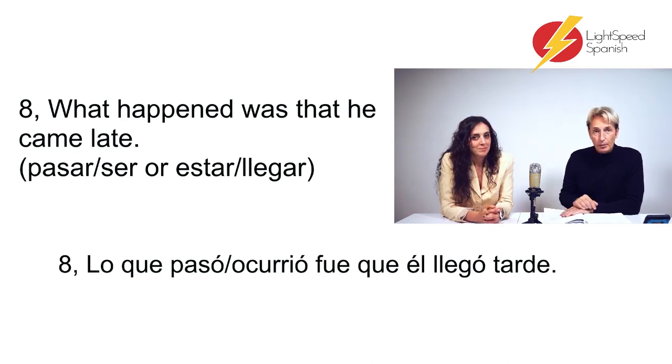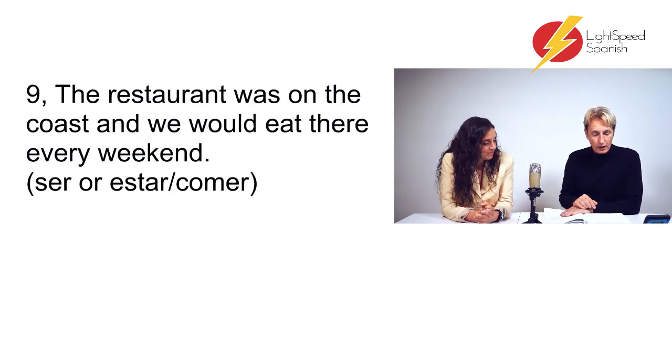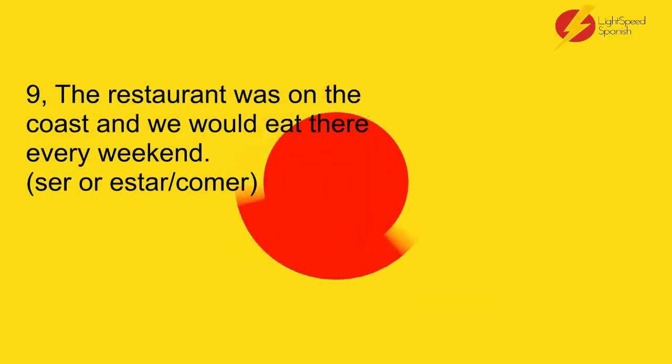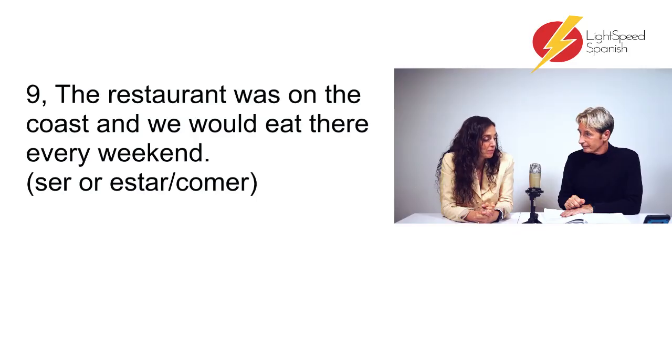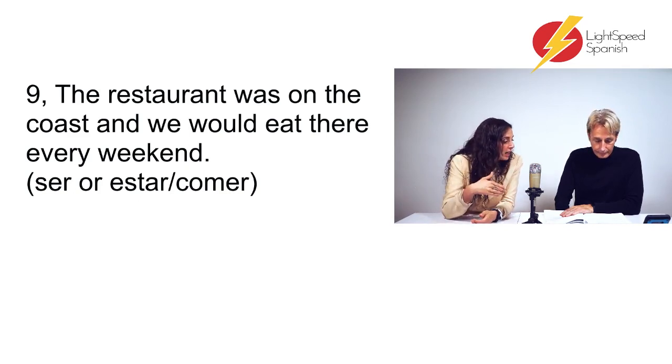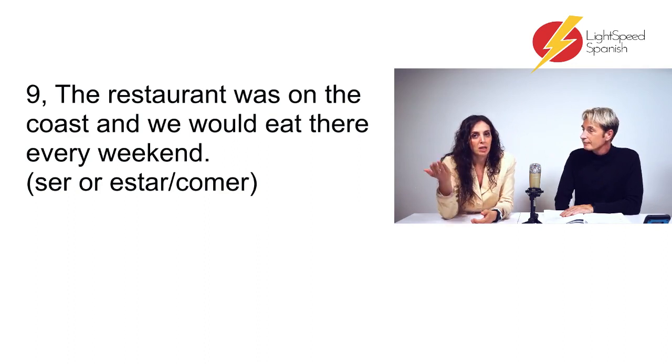Número nueve. The restaurant was on the coast and we would eat there every weekend. So we've got ser o estar and we've got comer. We have a big giveaway here because when in English you use would in the past, referring to a past event, that's imperfect in Spanish. And we would eat there every weekend. Would, referring to the past, is imperfect.